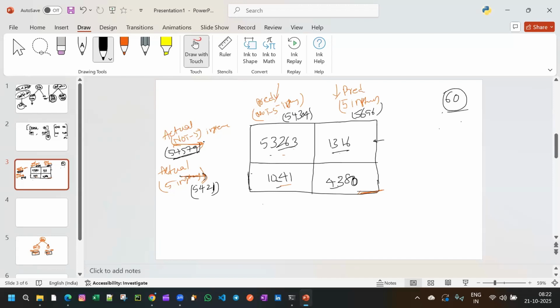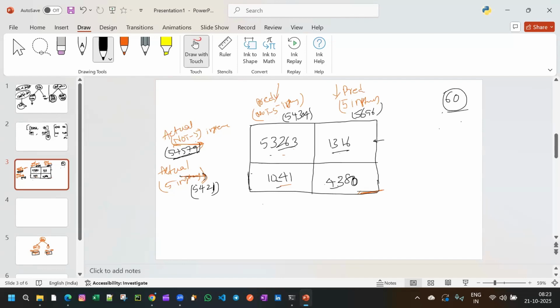Okay. So the first row represents the actual not 5 images in the 60K training data. The second row represents the actual 5-digit images present in the 60K. The first column represents how many images the model predicted as not 5, and the second column represents how many images the model predicted as 5-digit images. Is it clear so far? Anyone have any questions so far? Clear?